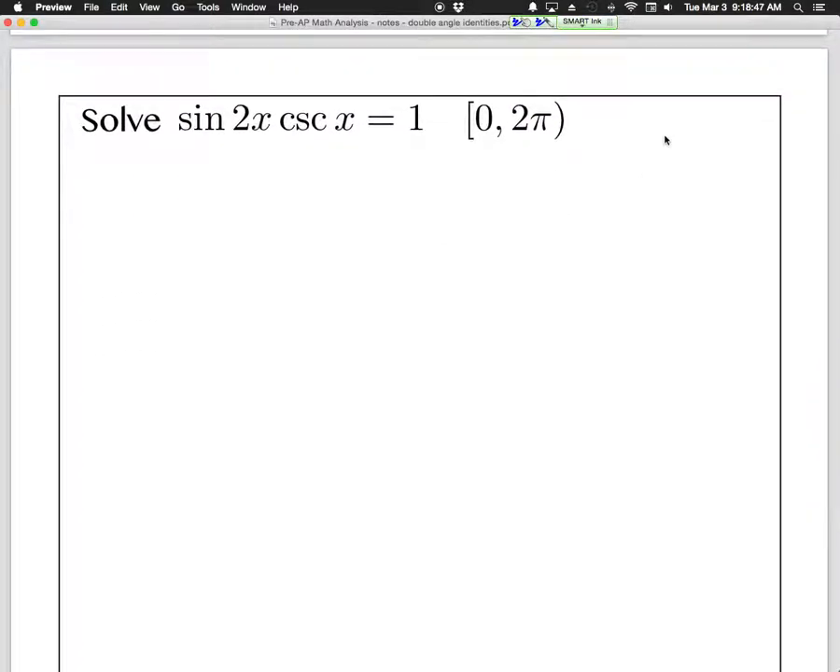Last one. I want to solve sine of 2x times cosecant of x equals 1. Sine of 2x times cosecant of x equals 1. I want to solve this using a double angle identity. Would you treat x like theta? Treat x just like theta, yes. Bobby, we can convert cosecant to what? 1 over sine. And Christian, what else do I want to do?